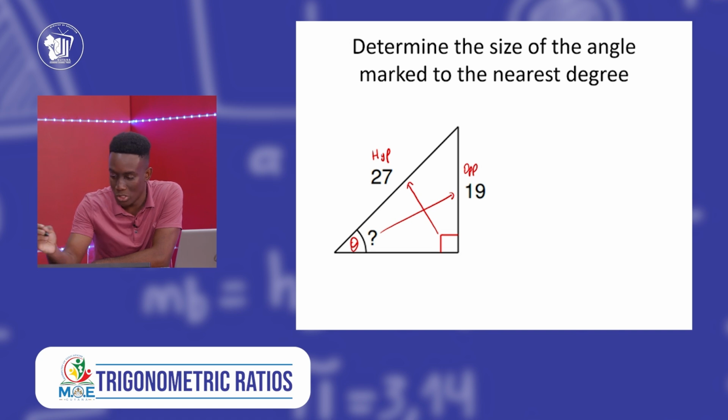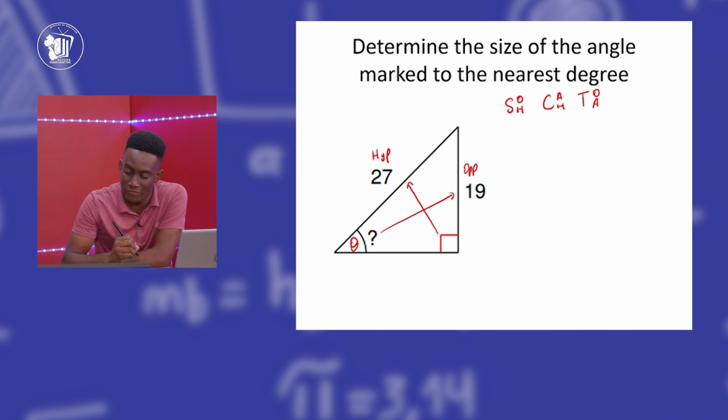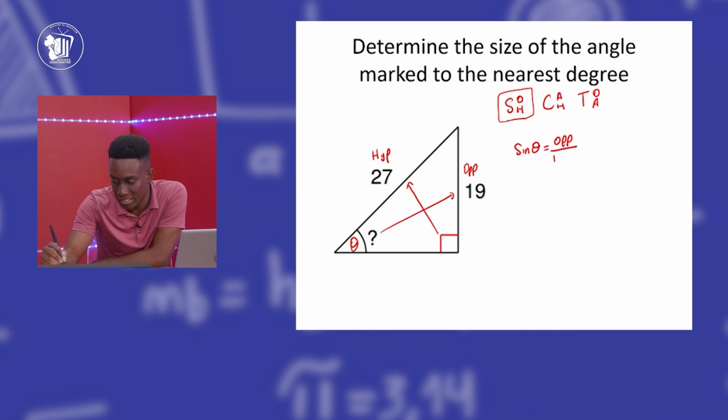So let's put down all of the ratios. Some old horses can always hear their owners approach. So we have sine, cos, and tan. We see we are given the hypotenuse and the opposite. So which one of these ratios has those two, the hypotenuse and the opposite? We see sine has both the hypotenuse and the opposite. So we use the sine ratio. So we can say sine theta is equal to the opposite over the hypotenuse.